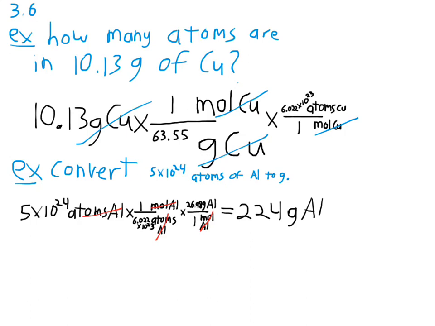On your calculator, well, first again, check that everything cancels out except for the unit you want. And then on your calculator, anything on the top you multiply. So 5 times 10 to the 24th times 1 times 26.98. And then anything on the bottom you divide. So divide 6.022 times 10 to the 23rd, divide by 1.